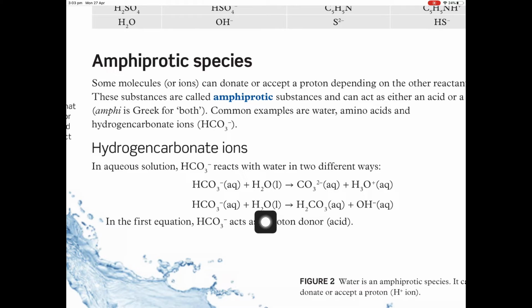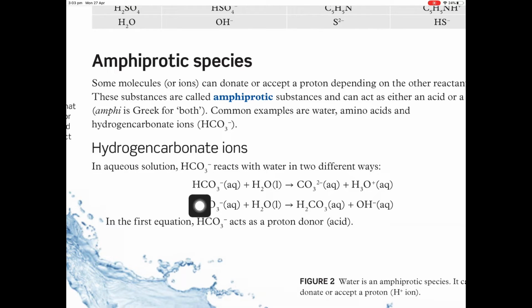Water. The water molecule here acts as the acid, giving up one hydrogen ion, so that the bicarbonate ion becomes carbonic acid. Okay, and when the water molecule loses its proton, it becomes a hydroxide ion.